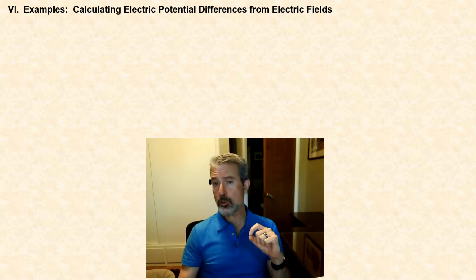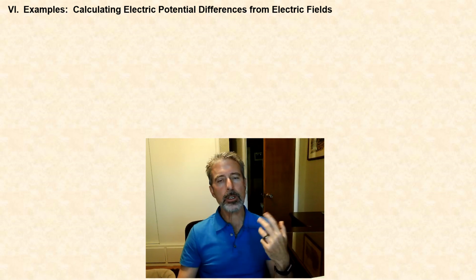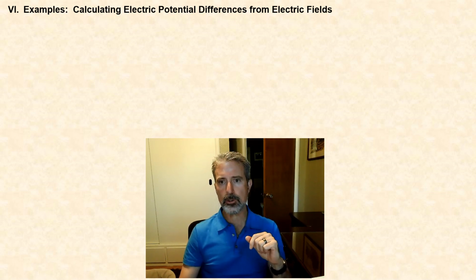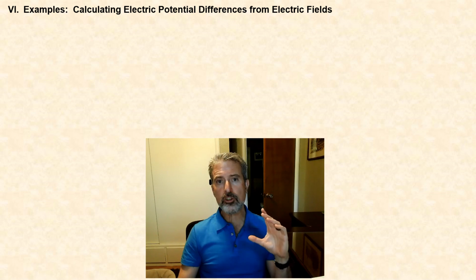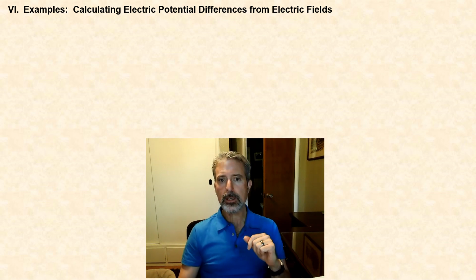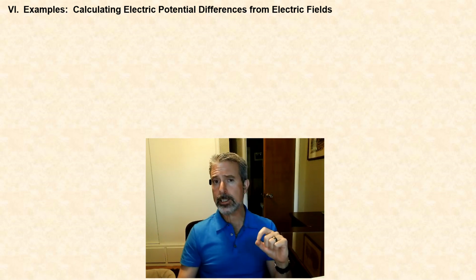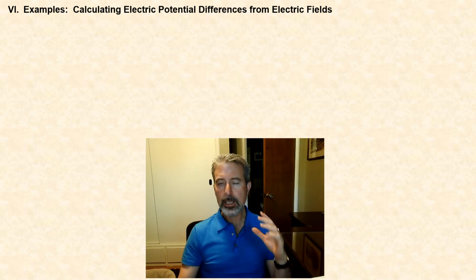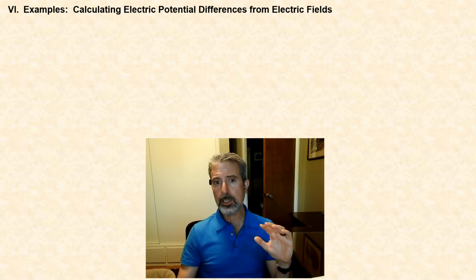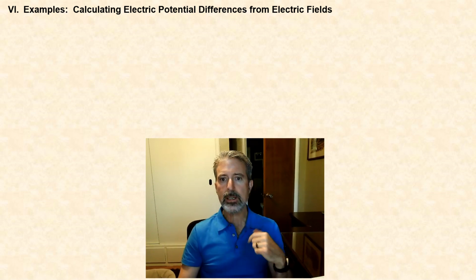In part 2 of this unit on electric potential, we focus on how to calculate the electric potential difference for various charge distributions. We're going to consider 3 general cases. The first is how to calculate the electric potential difference given that we know the form of the electric field surrounding the charge distribution.